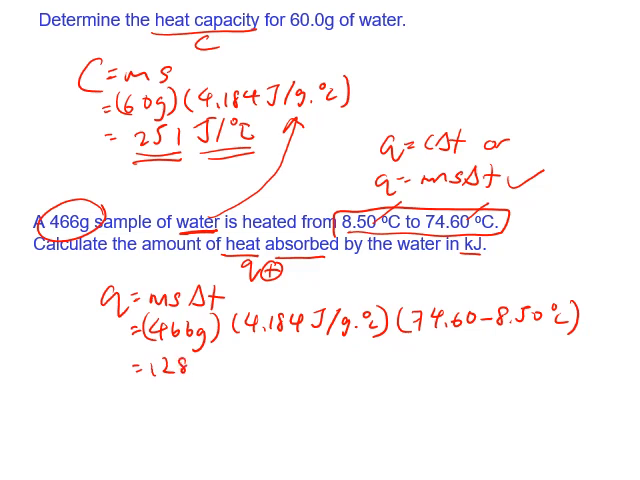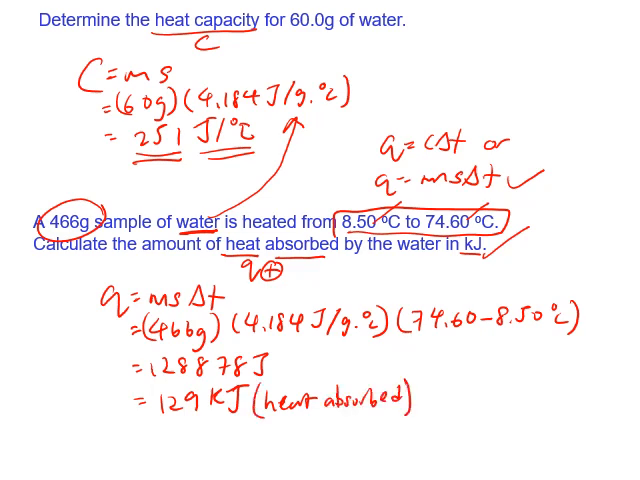So in calculator, you get this answer, 128.878 joule. And again, you have to read the question properly. They don't want the unit in joule, they want it in kilojoule. So we translate into kilojoule. You get 129 kilojoule, and the answer is positive. So we show that the heat is absorbed. In other words, this one is an endothermic process. Alright.